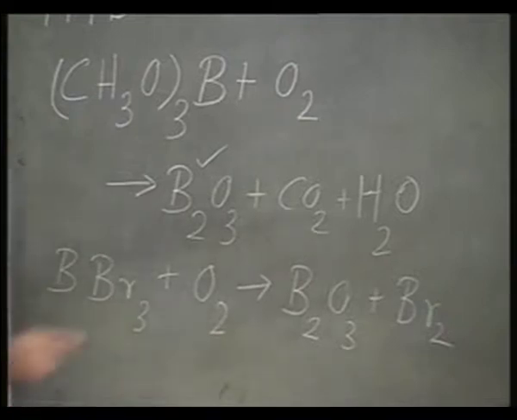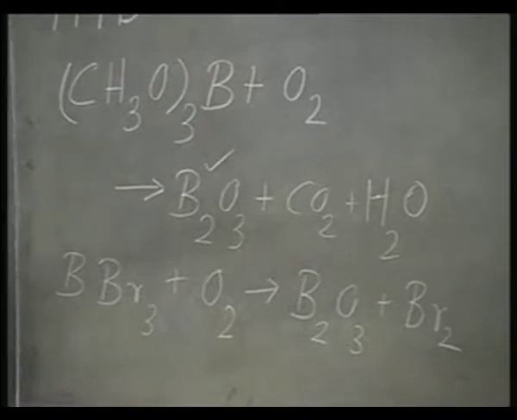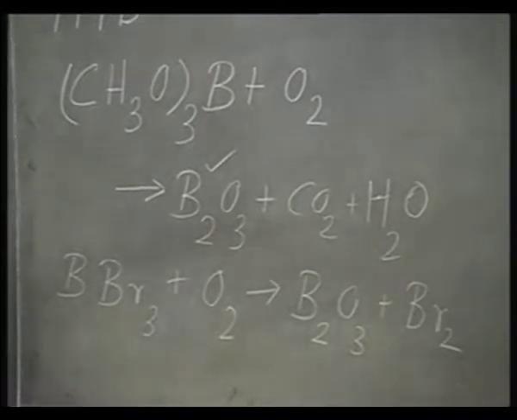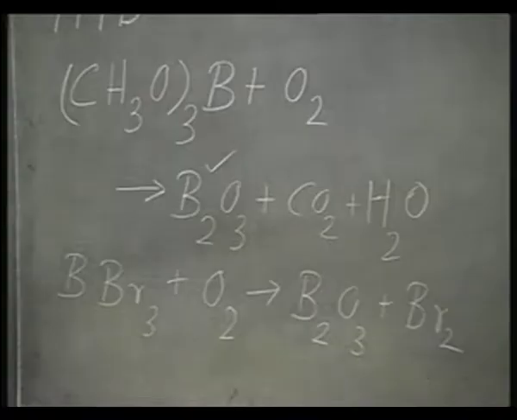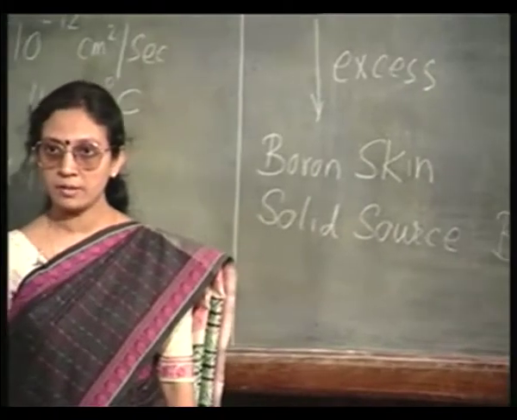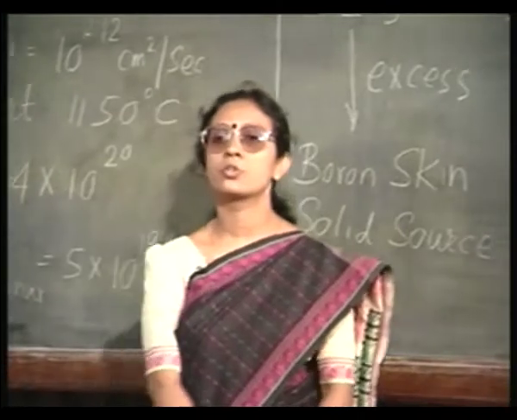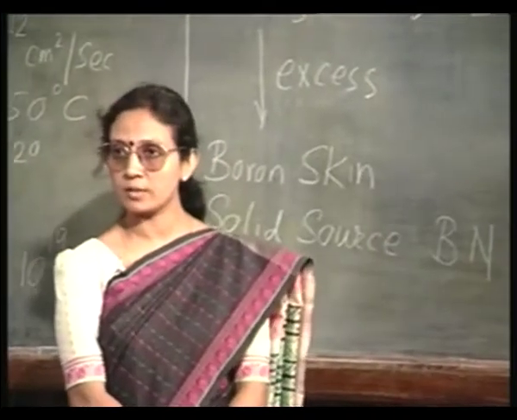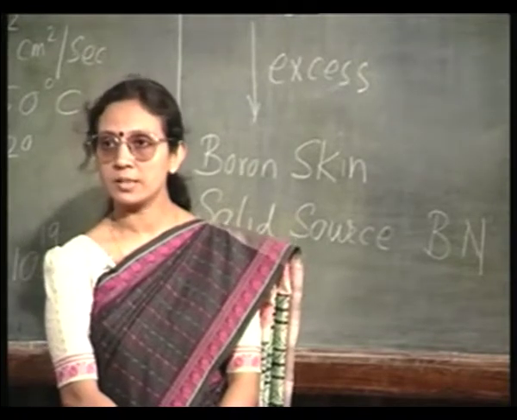And again, after that B2O3 is going to react. So, everywhere the eventual reaction is going to be between silicon and B2O3. It is only how we generate this B2O3 that is the problem. We cannot directly use B2O3 because then this boron skin formation will be there. Therefore, we would like to use some other source from which a controlled amount of B2O3 will be generated, and then that B2O3 will be made to react with silicon.